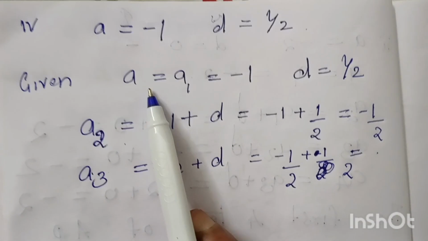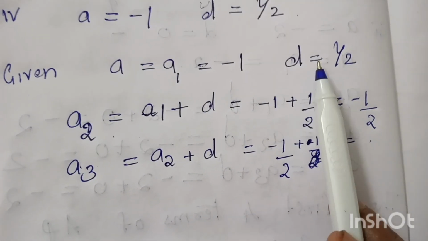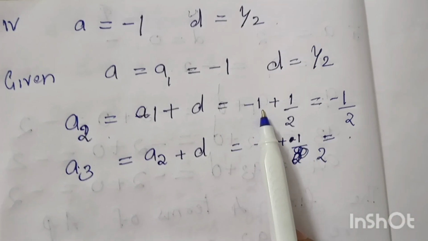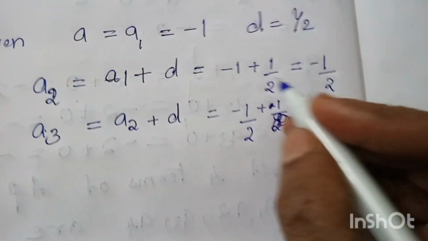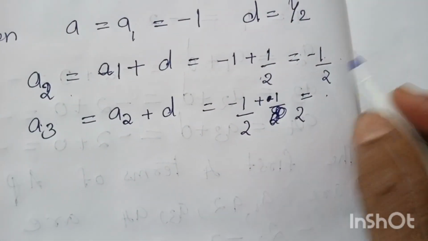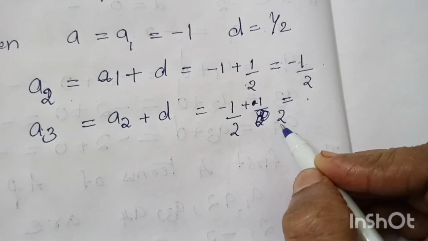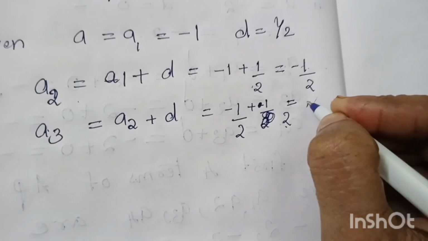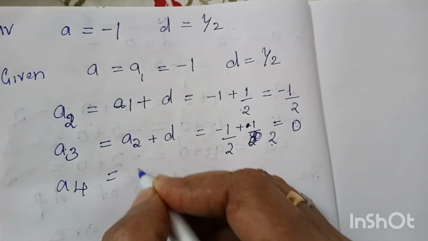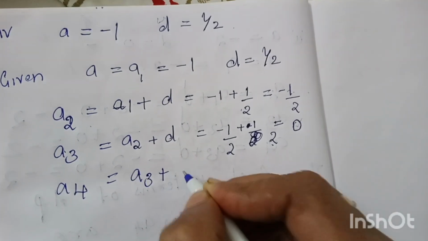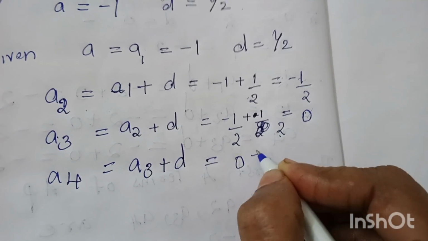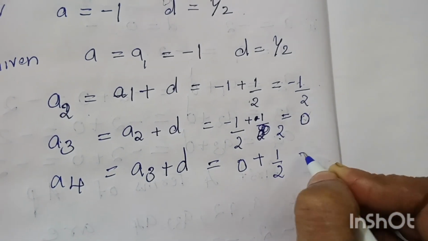a is equal to minus 1, d is equal to half. Given a is equal to a1 is equal to minus 1, d is equal to half. a2 is equal to a1 plus d, which is equal to minus 1 plus half. After simplifying, we get minus half. a3 is equal to a2 plus d, so minus half plus half, we get 0. Then a4 is equal to a3 plus d, which is equal to 0 plus half, so we get half.